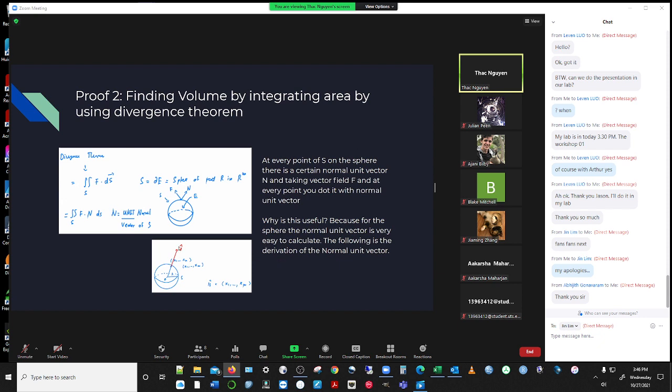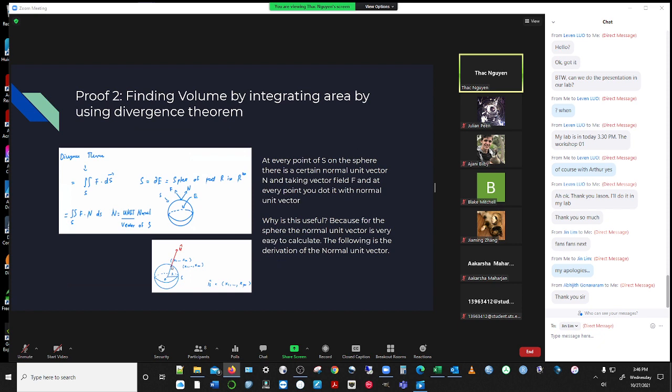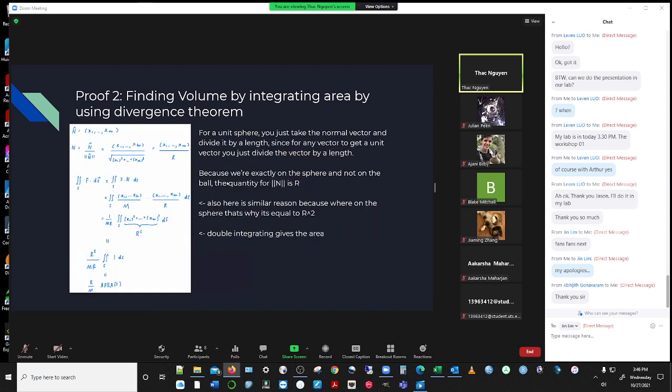So further expanding on the unit vector, n hat is equal to the vector (x1, ..., xm). For the unit normal, you just take the normal vector and divide by its length, since for any vector, to get a unit vector you just divide the vector by its length. So n equals n hat over the length of n hat. And n hat is (x1, ..., xm), and the length of n hat squared is x1 squared plus through xm squared. Since we're exactly on the sphere, the length of n hat is actually r, the radius.